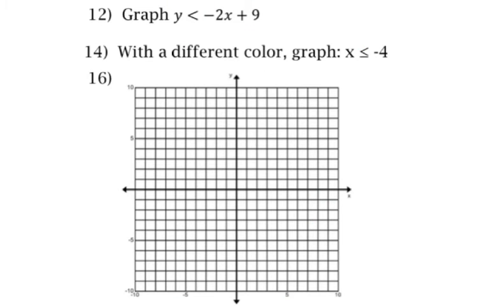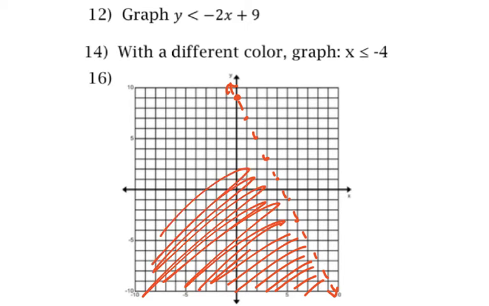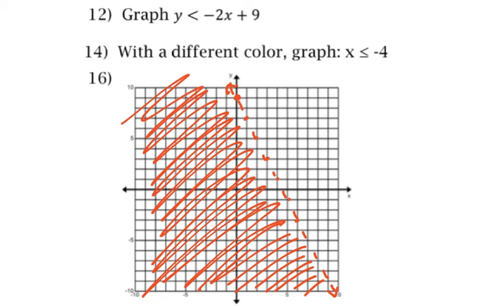Okay, the next one we're going to do, again, I'm going to do red for the first one. So I'm going to put 9 right there. I'm going to go down 2 and over 1. I am going to do a dashed line because there is no equal sign on it. And it says less than, so thinking about the red line as a roof. If the rain's coming down, you're going to stand over here so that you're protected. So that's under the line, below.